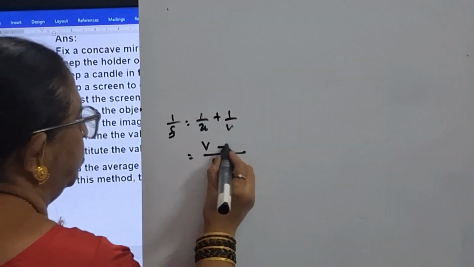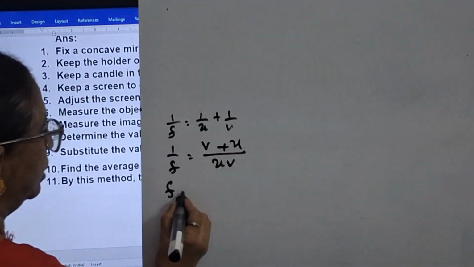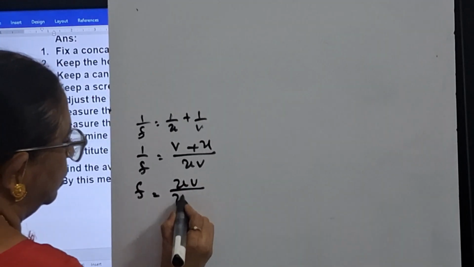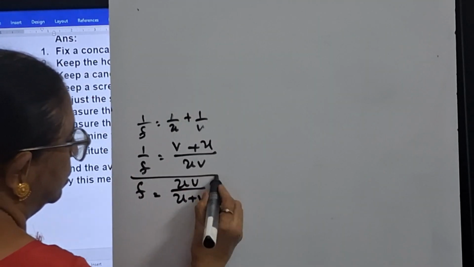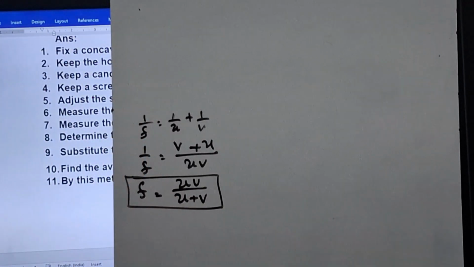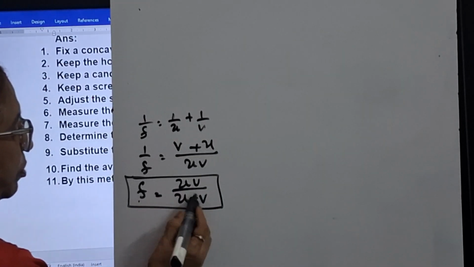So you know that v plus u. 1 by f is equal to that. So what is f, children? f is nothing but uv by u plus v. This is the formula which you can use. This and this one are the same, children, don't get confused. So if you want f, f is equal to uv by u plus v.